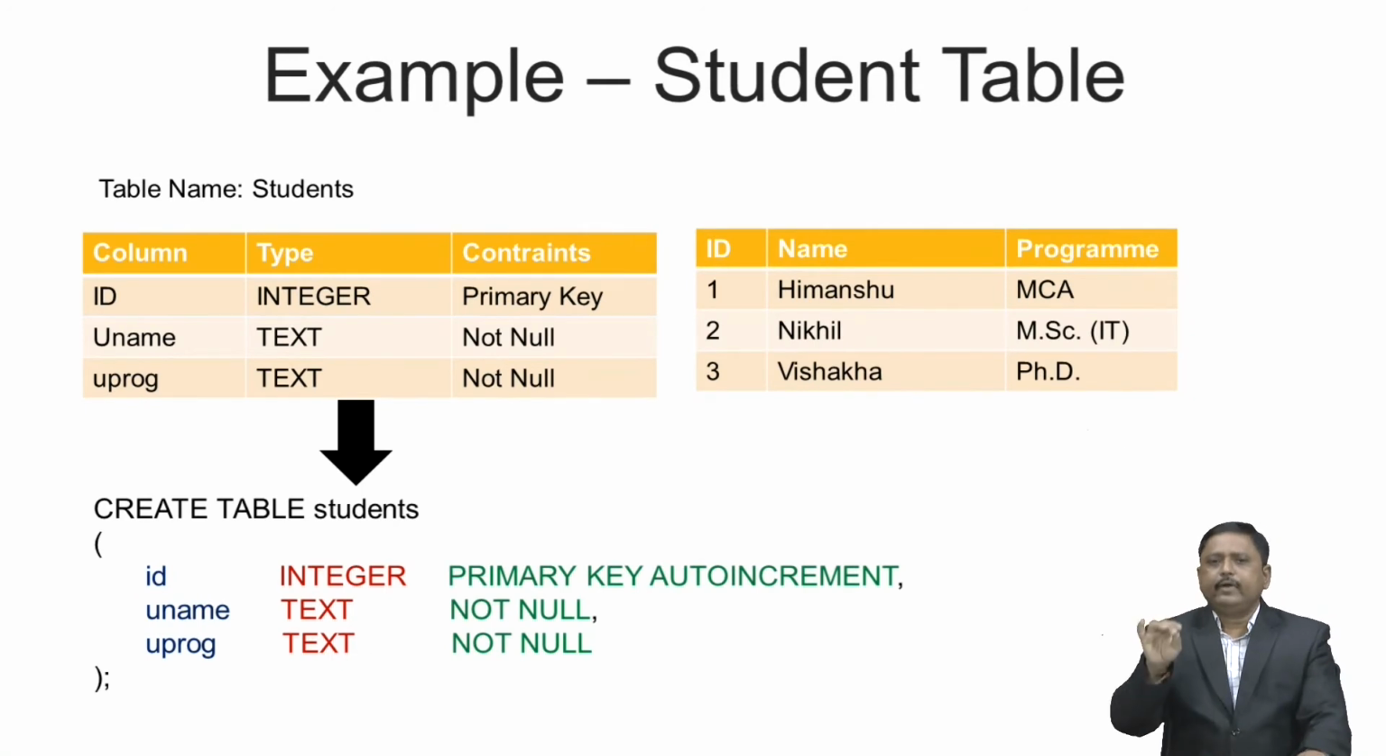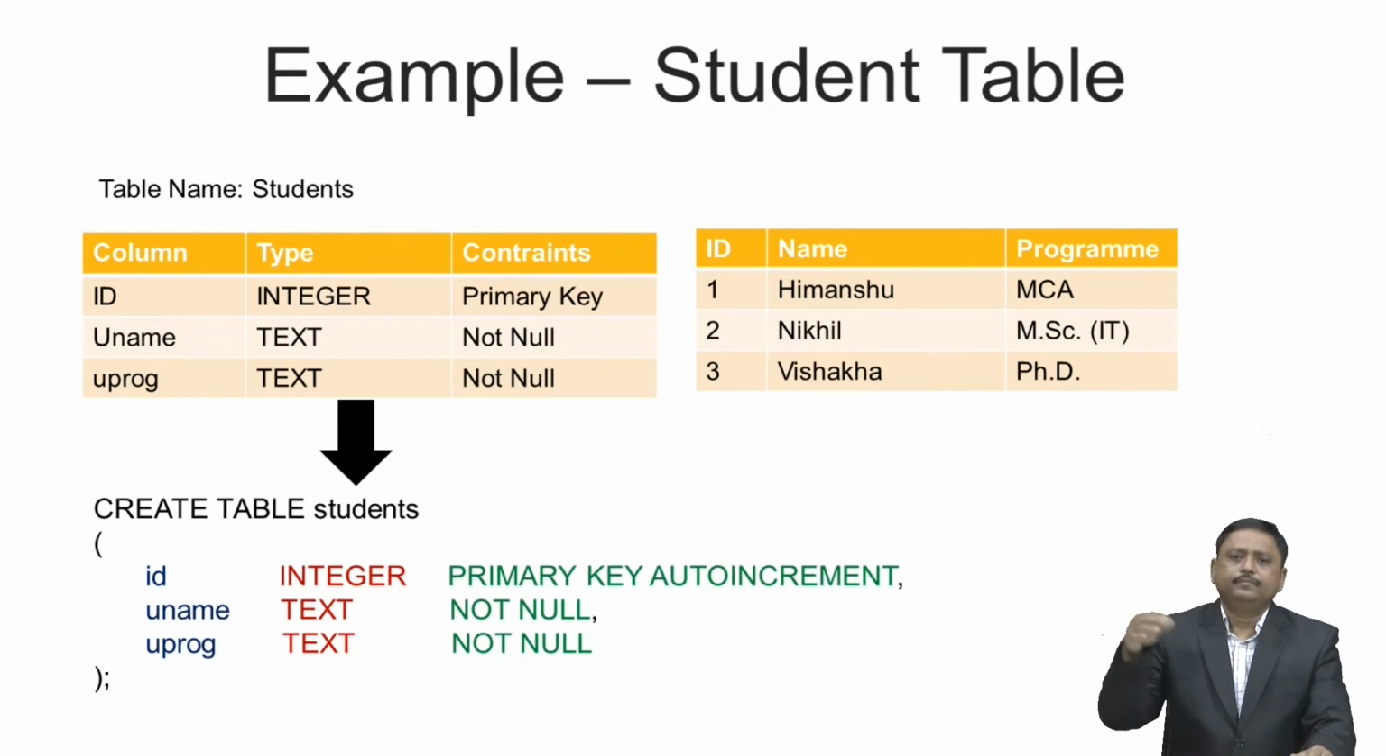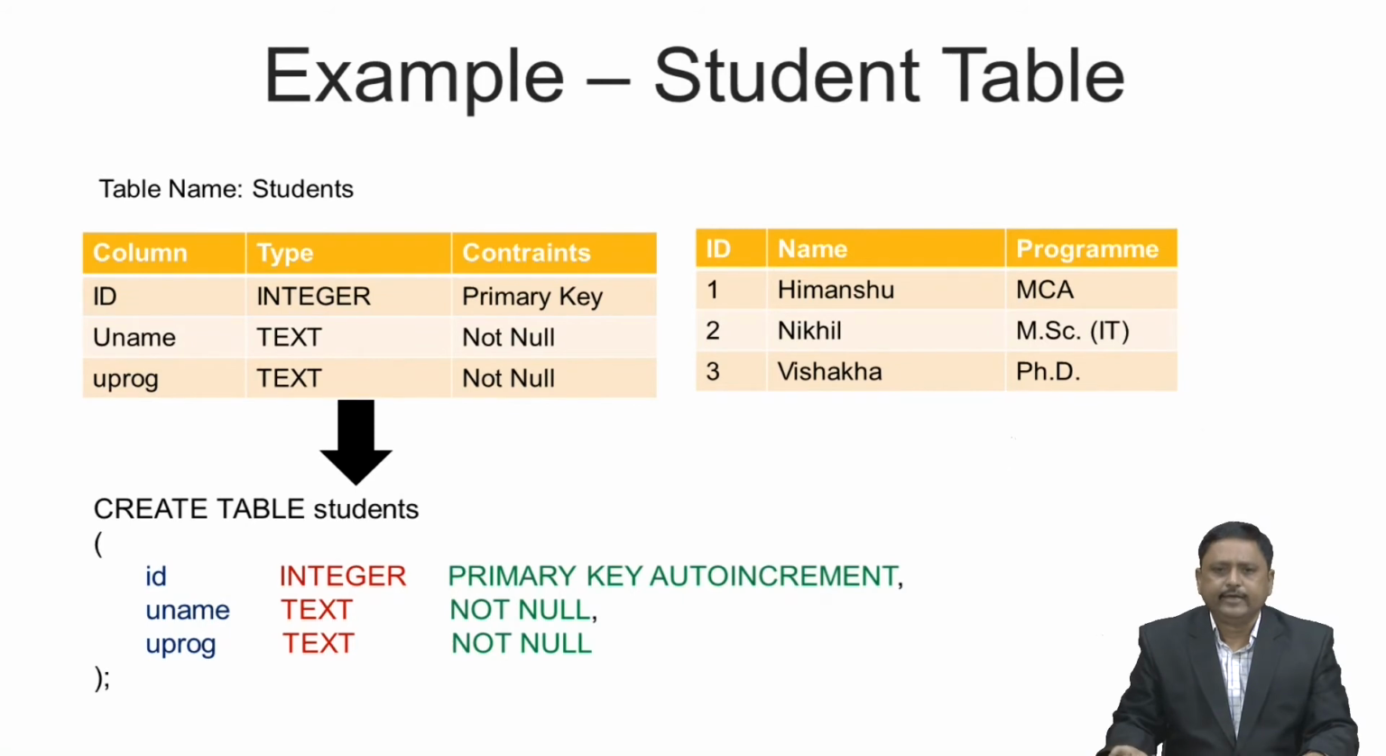So, let us take one practical example. Suppose we have 3 columns, ID, name and program, and on the right hand side you can see 3 values. So, this is the actual table. The second is the actual table which specifies values, but internally it is stored something like this: column, type and constraint. So, the first column is ID and its type is integer and it is a primary key.